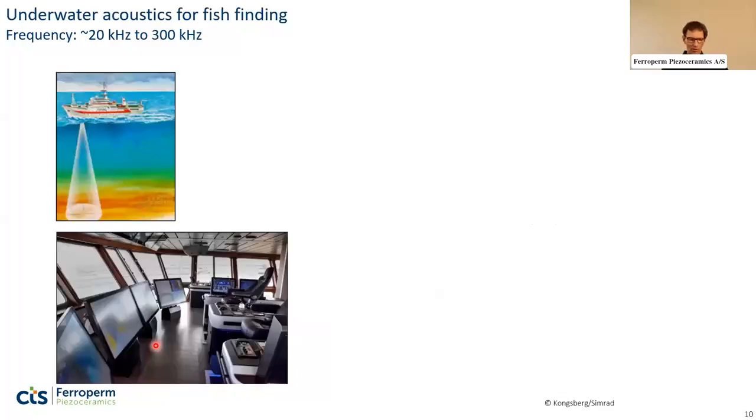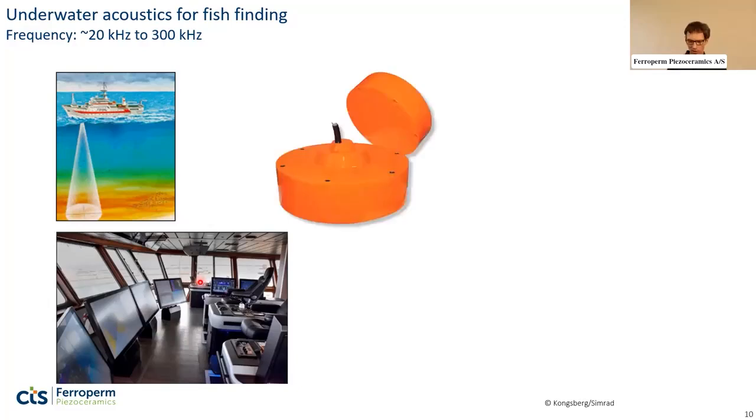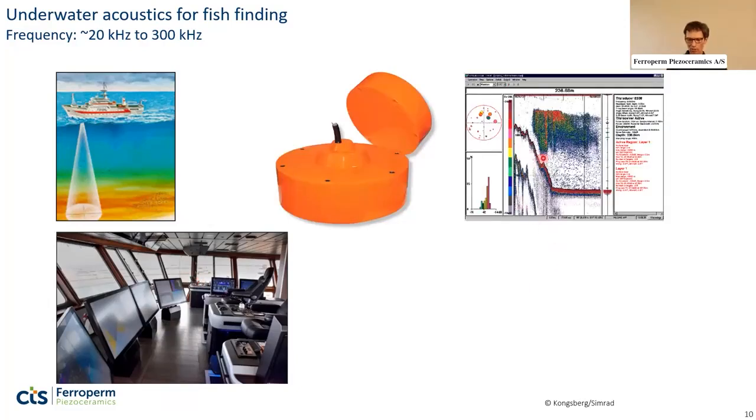Now moving to something very different. It's the underwater acoustics, and in the first example, I show how it can be used for fish finding. So here you see a fishing vessel, and on the bridge, it may look like this with a lot of computer screens, and on some of the screens you can actually see the image generated by the fish finder, by the acoustic fish finder. So you can actually see basically the density of a school of fish, and also get a size distribution of the fish down there.